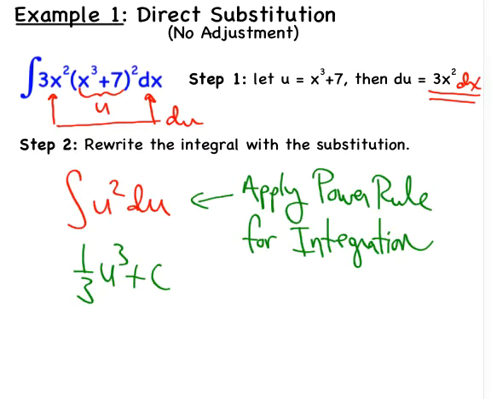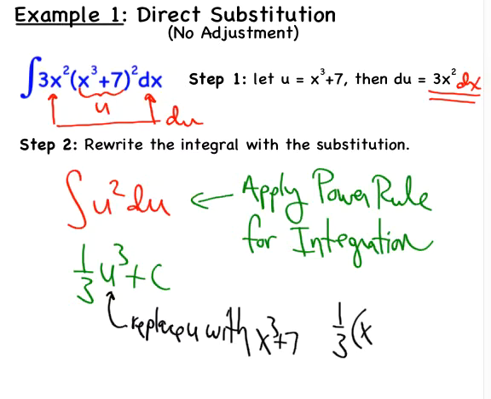And the one thing we want to recall is that this problem was not given to us using the u variable. It was given to us using the x variable. So now we want to replace u with the x cubed plus 7. So our final answer is 1/3 times x cubed plus 7 in parentheses raised to the third power plus c.